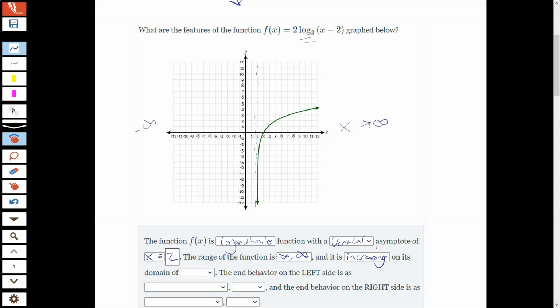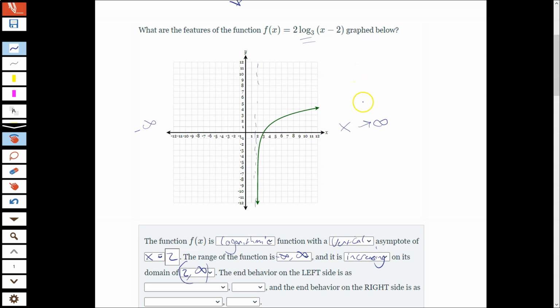And its domain, here's where you have to do a little bit of thinking, right? The domain for a logarithmic function is going to relate to the vertical asymptote. So the domain is going to be from the vertical asymptote to infinity in this case, right? And if the function were on the other side, it would be from negative infinity to 2. So this is all stuff we've done before. We're just applying it to this log function.